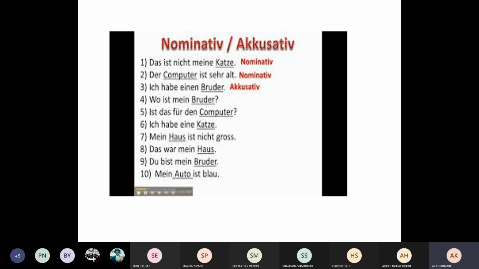Second one: Der Computer ist sehr alt. Der Computer is the subject. The computer is very old. So it's a subject, so it is nominative. Third one: Ich habe einen Bruder. As I told you, haben is always followed by accusative. So that's why Bruder is accusative. Now let's move to the next one.